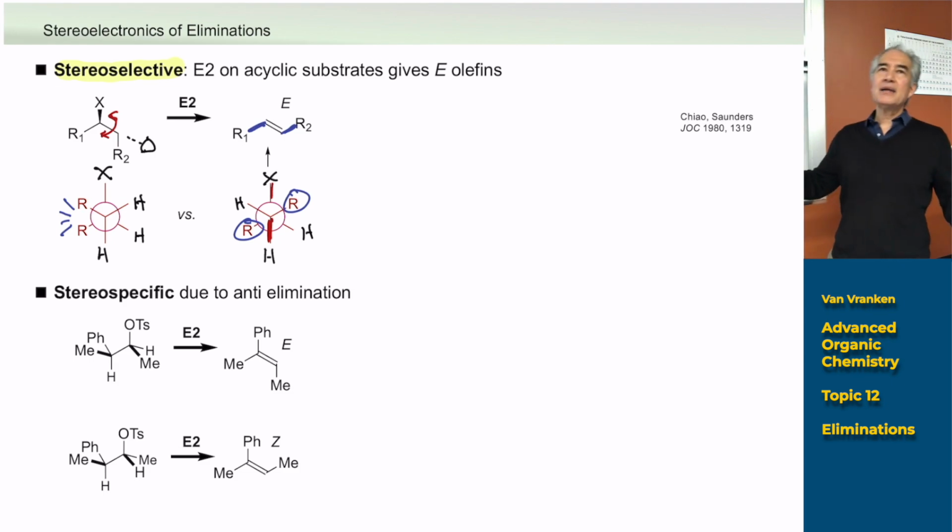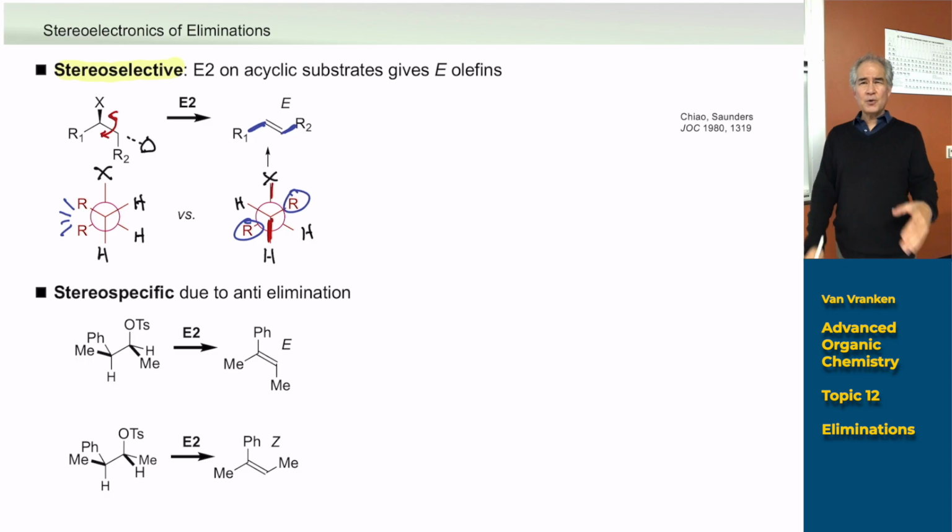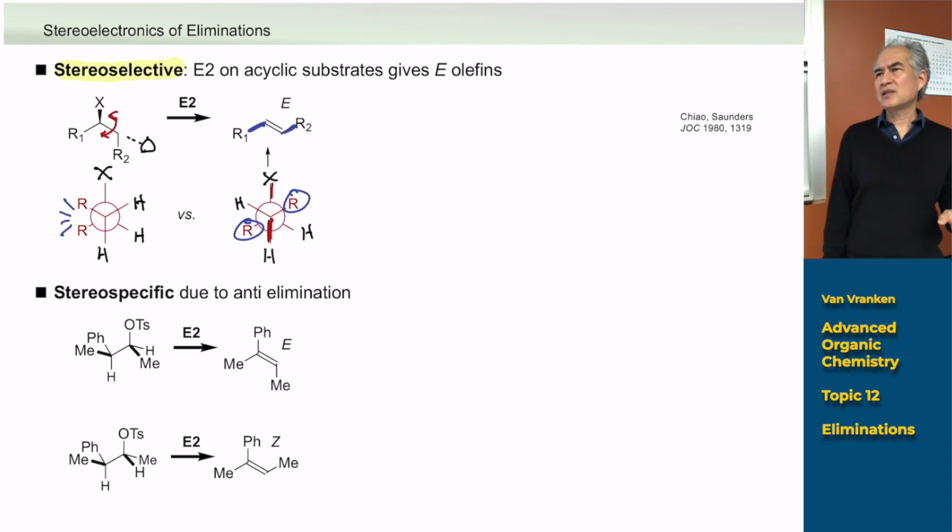Doesn't matter why, but if you have a reaction that favors either cis over trans or trans over cis, or erythro over threo, I don't know if you learned that nomenclature, or one diastereomer over another, we call that a stereoselective reaction. Now I'm going to show you another term that we're not going to use in this class, but it's different, and if you hear it, make sure you don't confuse it with stereoselective.